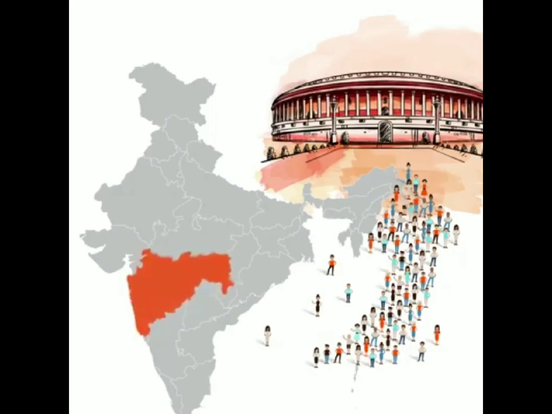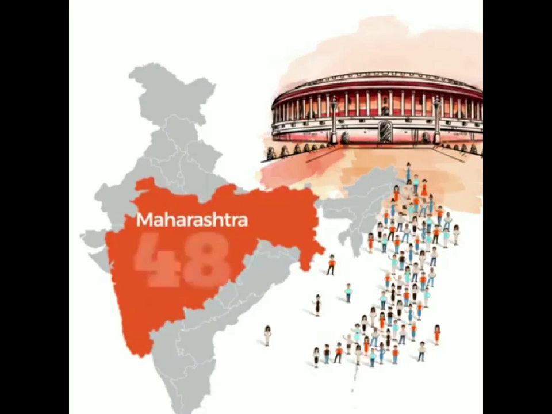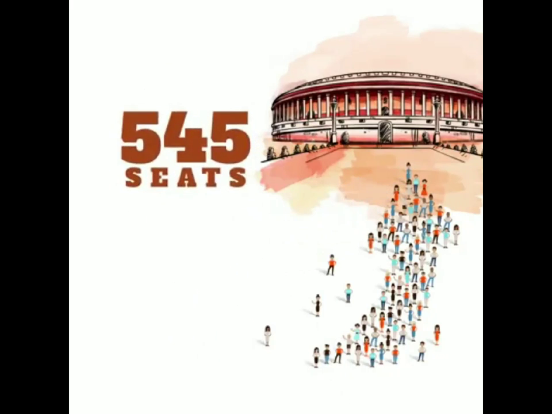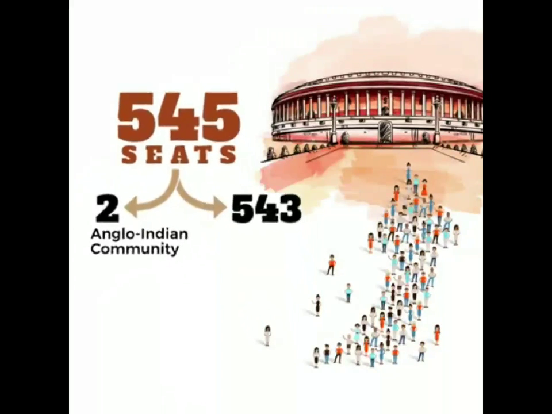Each state is divided into territorial constituencies in such a manner that the ratio between the population of each constituency and the number of seats allotted to it remain the same throughout the state. Out of the 545 seats in Lok Sabha, 2 are nominated by the President for the Anglo-Indian community. That leaves us with 543 seats.